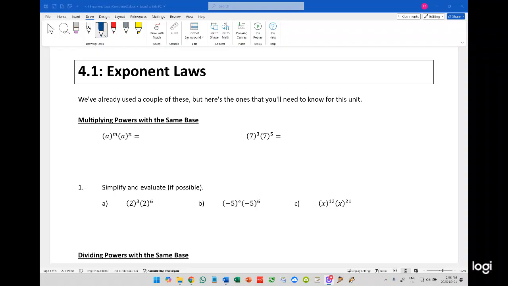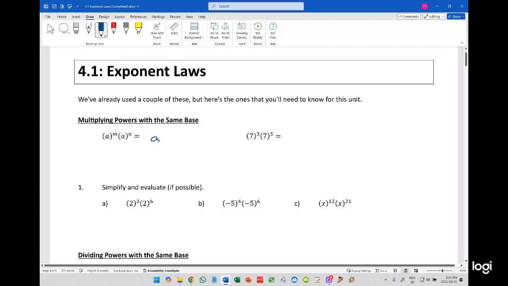So let's start off with the exponent laws and build our way up to the more complex things. The first exponent law is what happens when we're multiplying two powers that have the same base. So a to the m times a to the n, for instance, and the rule is: keep the base the same, add the two exponents together. So for example, 7 cubed times 7 to the 5th should be 7 to the 3 plus 5, which is 8.